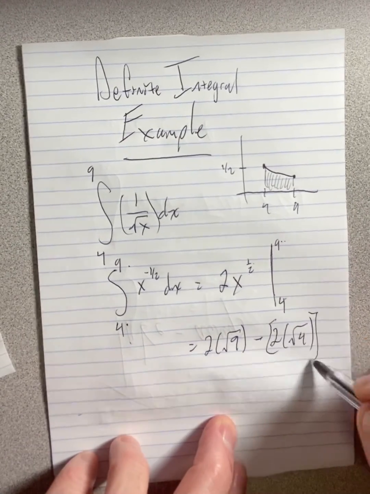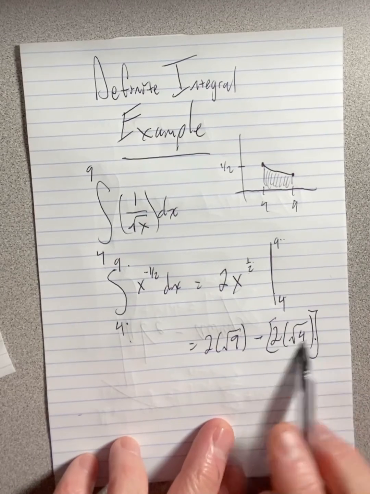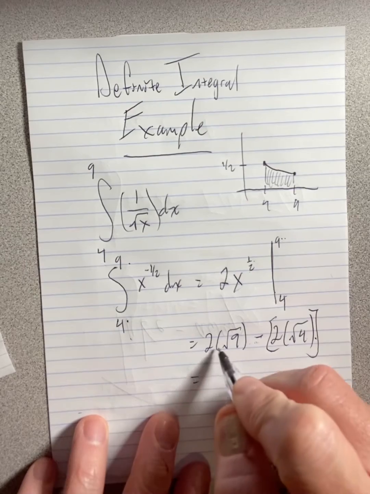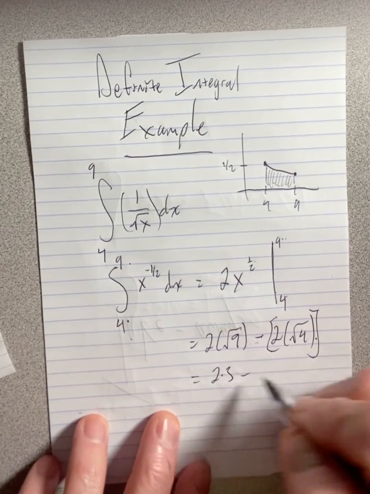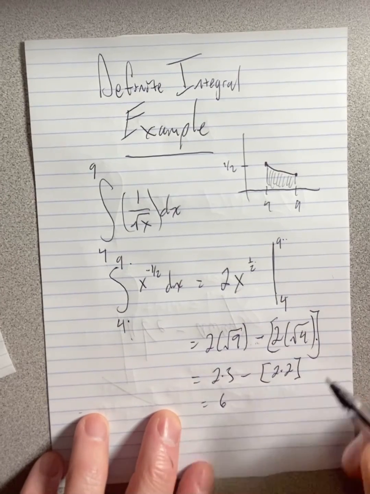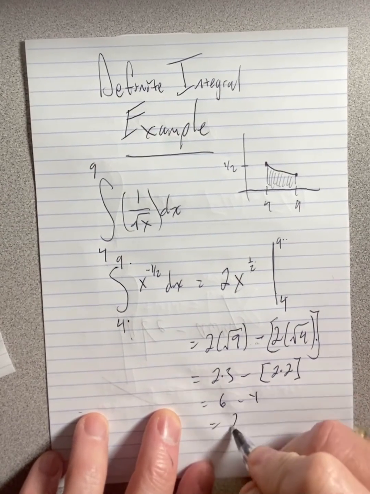And to be safe, you ought to put brackets here because sometimes this is multi-terms and this negative distributes. But in this case, it's just one term. So anyway, I get 2 times 3 here, and minus 2 times 2. And so I have 6 minus 4, and the answer is 2.